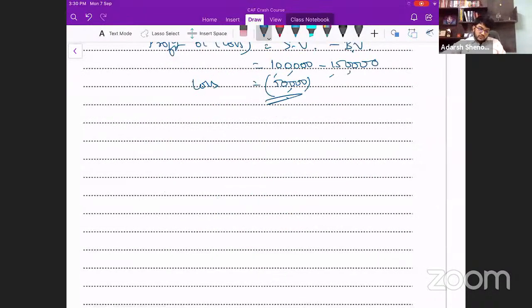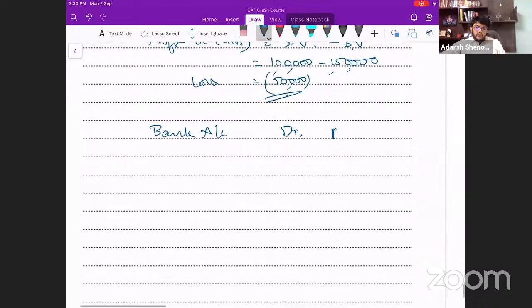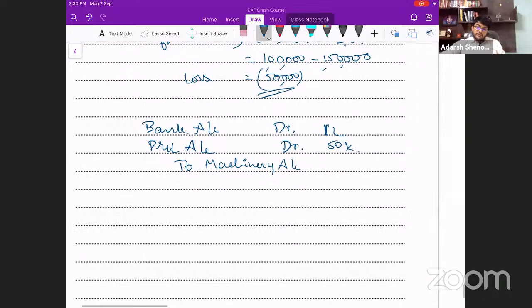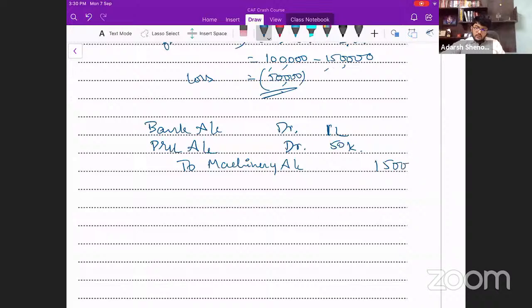Could you please tell me the journal entry also? We write the journal entry also, right? We have this habit of writing the journal entry also. So bank account debit. How much money did you receive in your bank account? 1 lakh. Should you debit profit and loss or should you credit profit and loss? It's a loss. Loss means we have to debit profit and loss. Wonderful. Profit and loss account is to be debited with 50,000 rupees, right? To machinery account or the asset account. How much is the book value of the asset being sold? This is book value, 1,50,000.